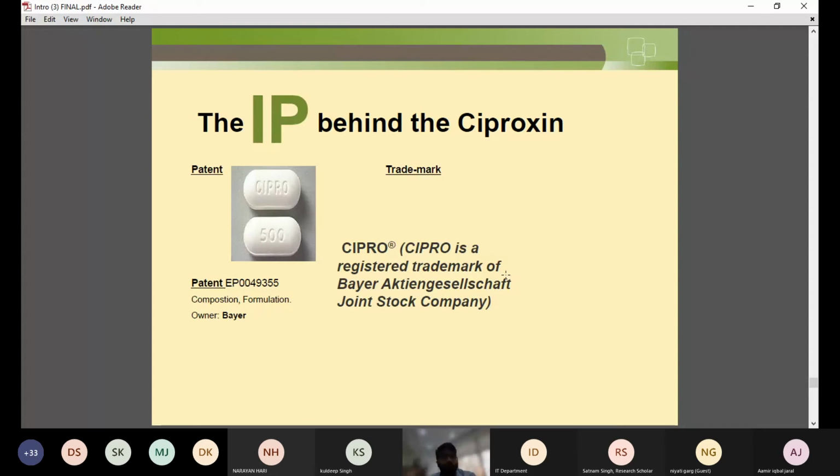Now, whenever you see TM written on the name, the TM means a trademark has been applied for. And whenever you see R written on the name or the logo, you will know that the trademark has been registered, right? So this is the basic difference between TM and R.